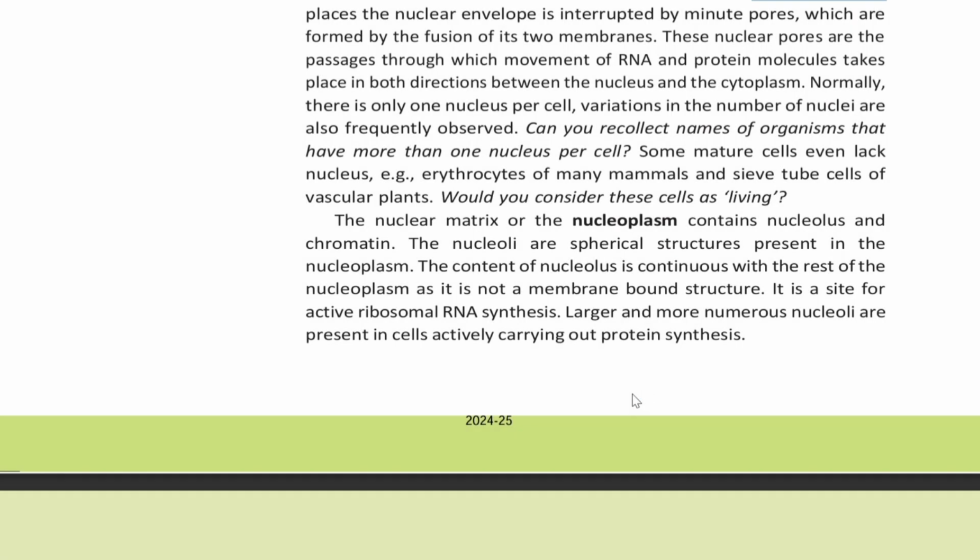The nuclear matrix or nucleoplasm contains nucleolus and chromatin. The nucleoli are spherical structures present in the nucleoplasm. The content of the nucleolus is continuous with the rest of the nucleoplasm as it is not a membrane-bound structure. It is a site for active ribosomal RNA synthesis. Larger and more numerous nucleoli are present in cells actively carrying out protein synthesis.